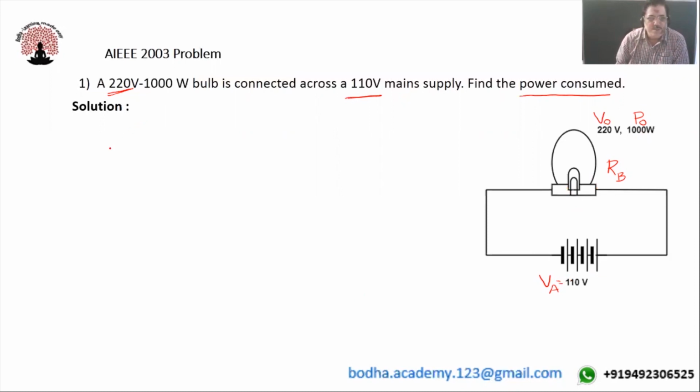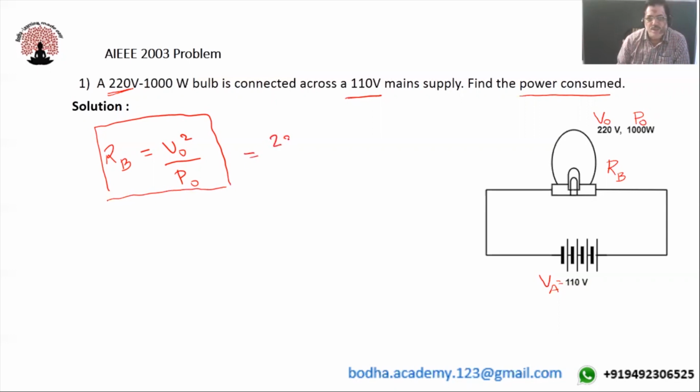Now resistance of the bulb is given as V0 square divided by power P0. So that's equal to 220 into 220 divided by P0, which is 1000. On simplification we'll get 48.4 ohms.